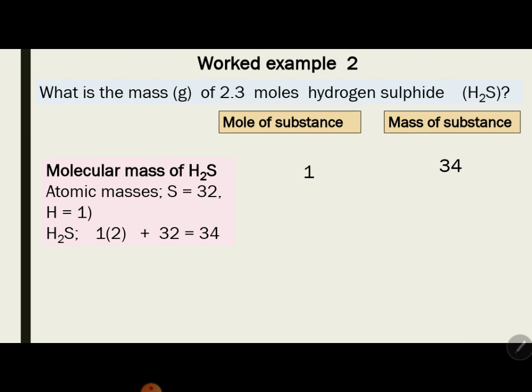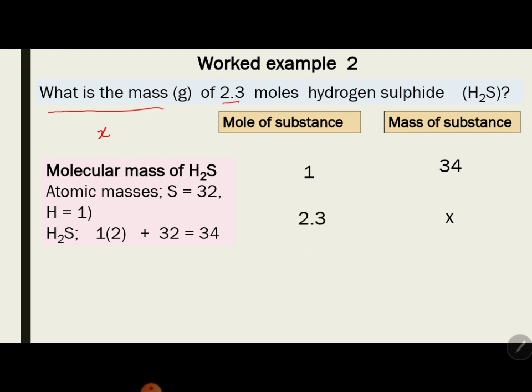For the second line of data you have to take the values from the question. What is the mass? Mass is unknown, so write x for the mass of the substance, meaning in the second column write x, and the moles of the substance are given, 2.3. Write this value in the first column. Now your data is complete.